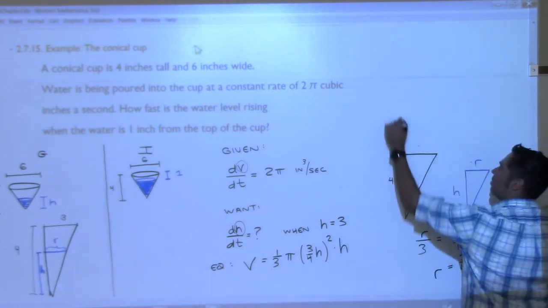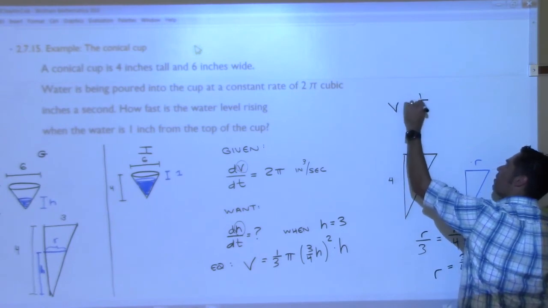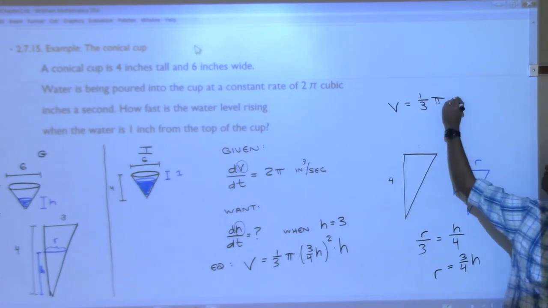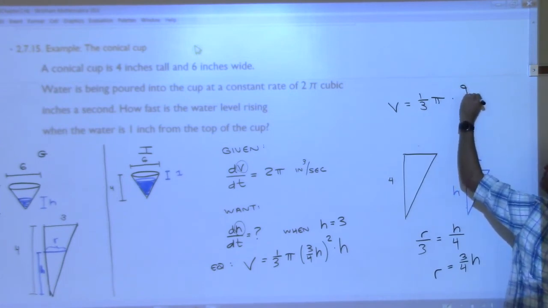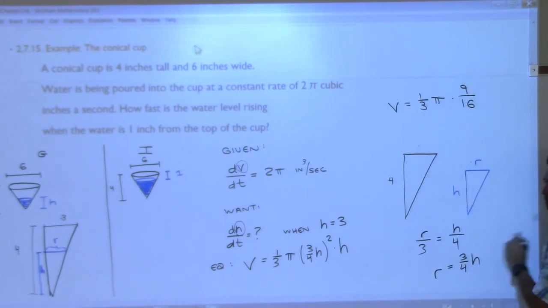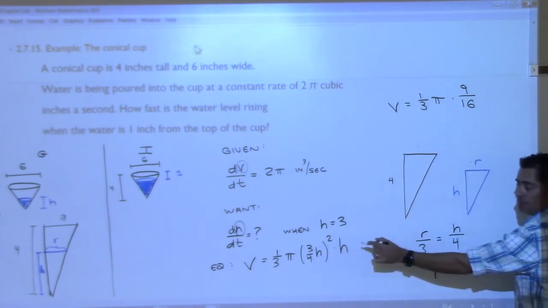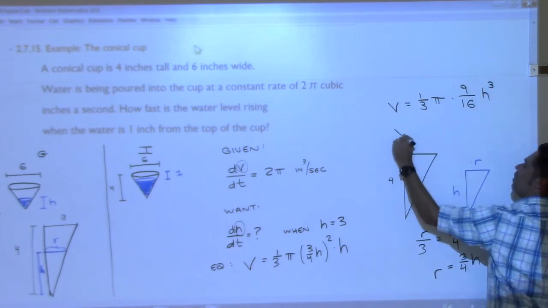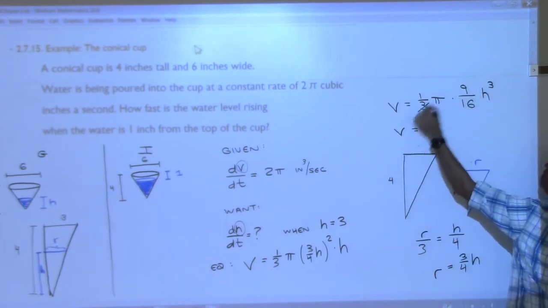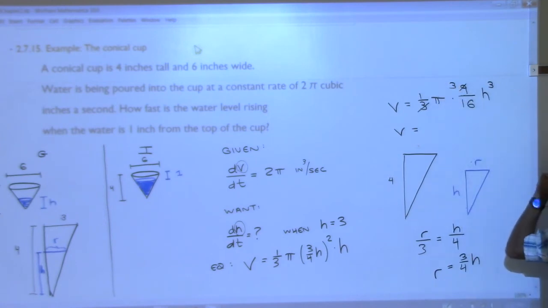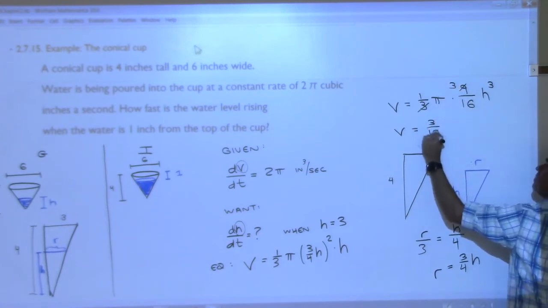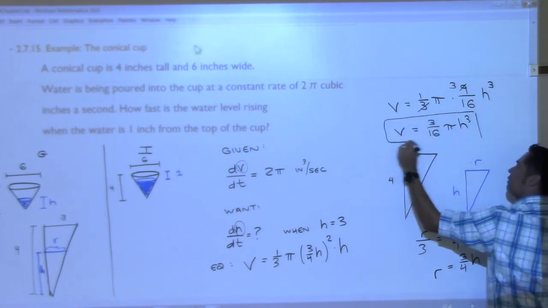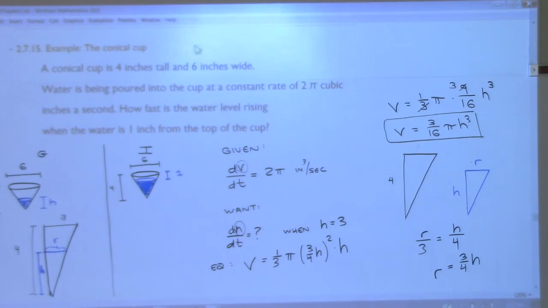Let's clean up this volume equation. Volume equals 1/3 pi. What is R squared? 9/16, right? H squared, but then times H again. H cubed. So the volume is 3/16 pi H cubed. There's our equation. That's the one we're going to differentiate.